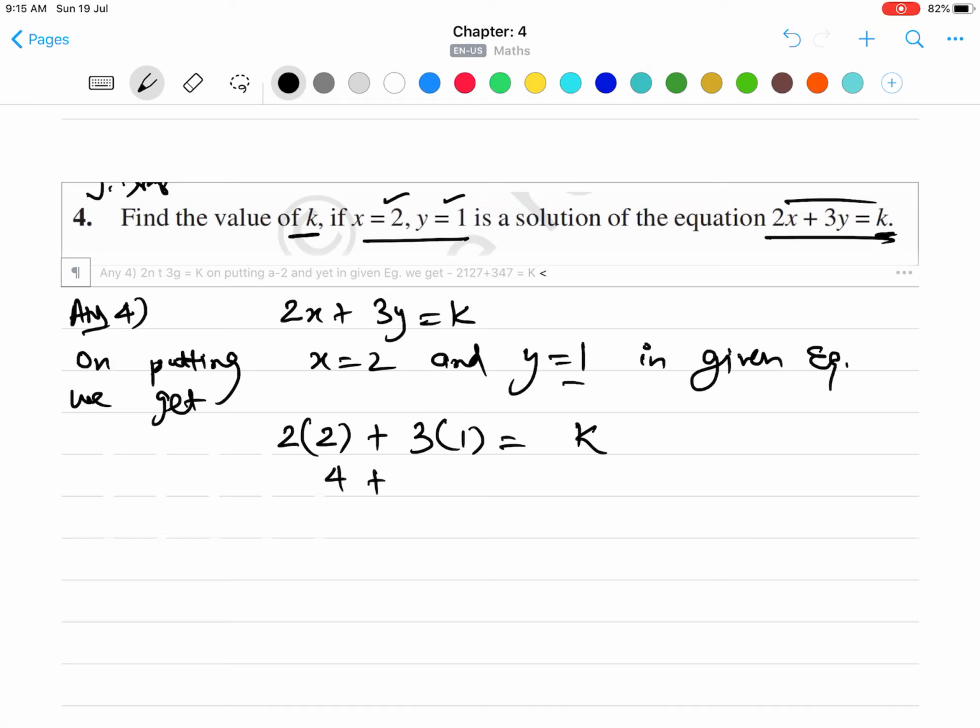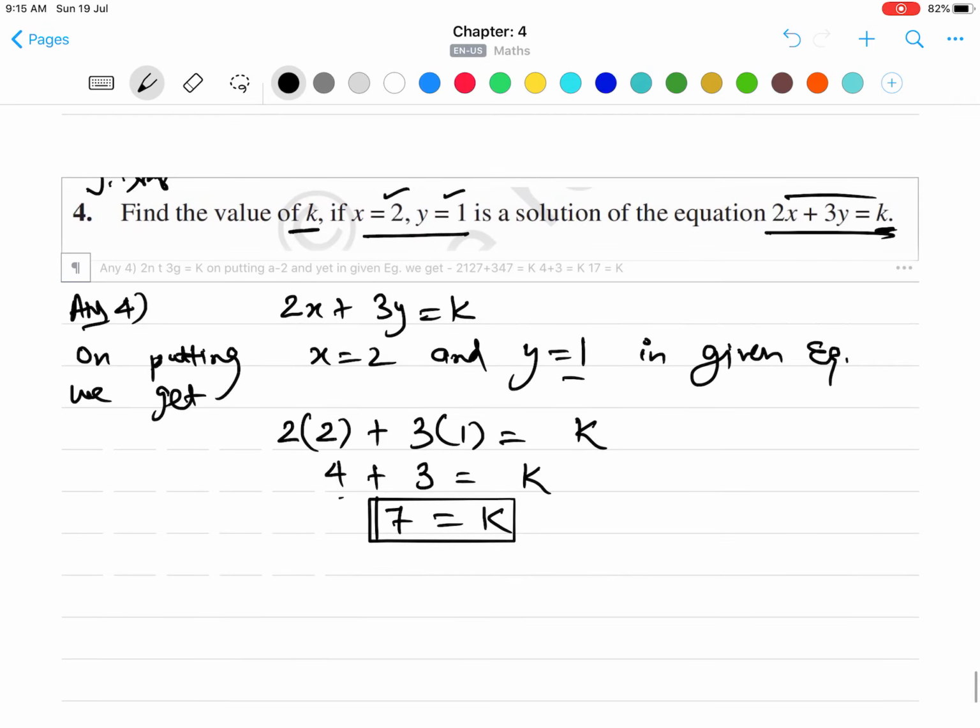This is 2 into 2 is 4 plus 3 into 1 is 3 equals k. So 4 plus 3 is 7 equals k. Hence the value of k is equal to 7. That's the solution for this question, that the value of k is equal to 7 by putting the values x equals 2 and y equals 1 in the given equation. Okay, so that's the solution for question number 4 of exercise 4.2.